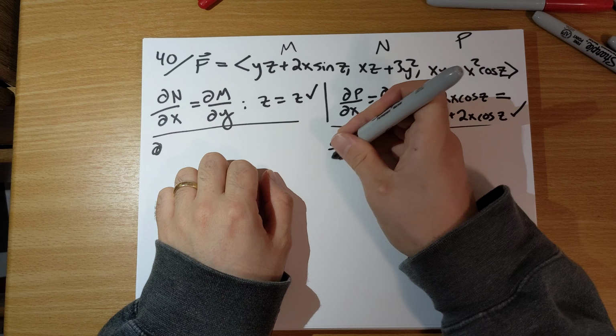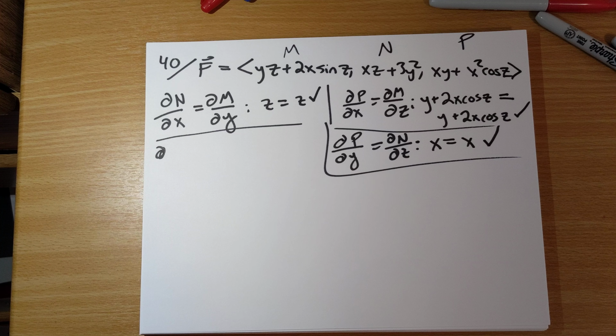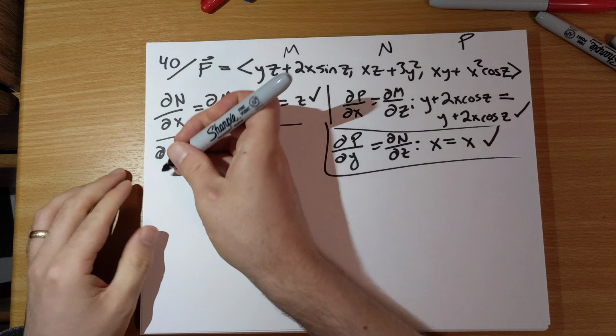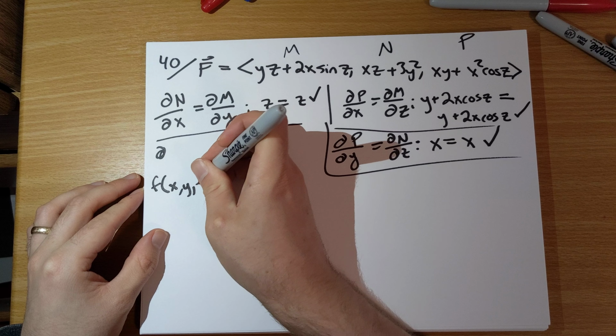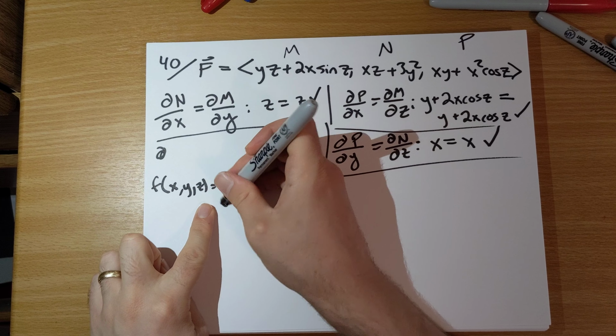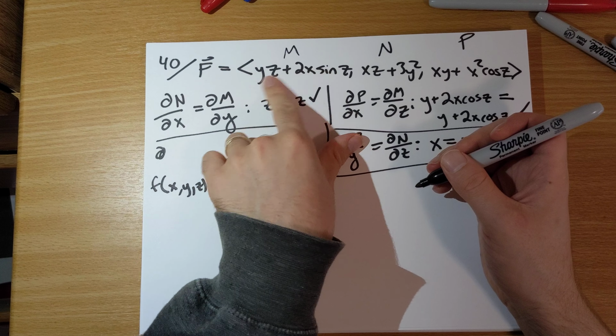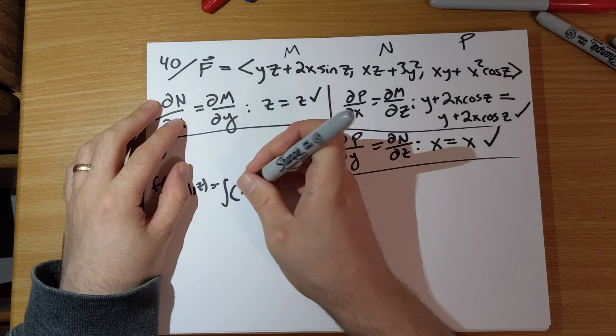That's going to be simply connected. So we know that this is guaranteed to be conservative. We know it's guaranteed to have a potential function. Let's find the potential function. So how do we find potential functions? Little f of x, y, z. Well, we can find it by integrating the first slot here, M.